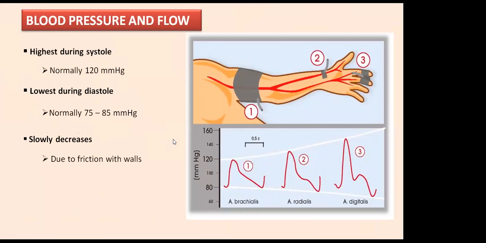So highest blood pressure is during systole. Systole is nothing but contraction of the ventricles. During ventricular contraction, the normal blood pressure, when the person is at rest, is 120 millimeters of mercury. And diastolic pressure is normally ranging between 75 to 85. So generally we used to say normal blood pressure is 120 by 80.